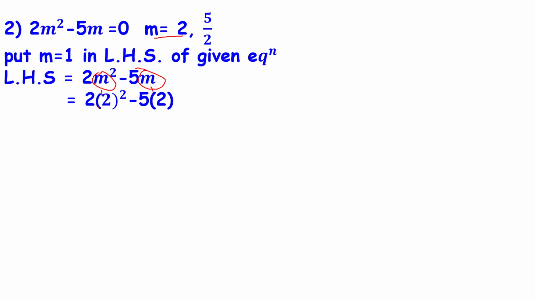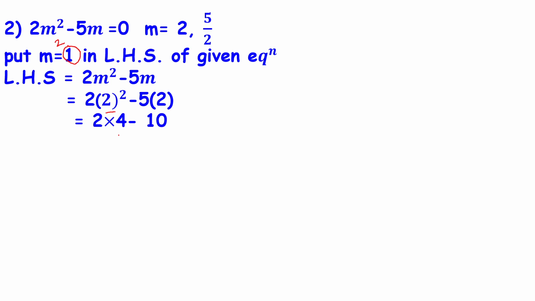Now put m is equal to 2 in the LHS of the given equation, which is 2m square minus 5m. Therefore replace m by 2. That means 2 into 2 square minus 5 into 2. The square of 2 is nothing but 4.